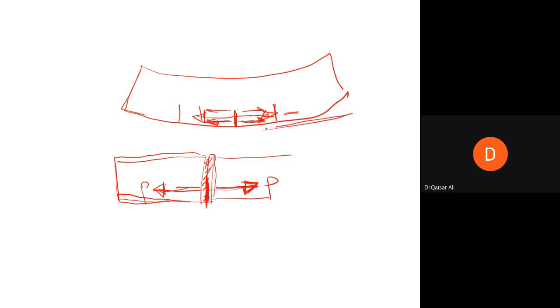This is the length of the member, and the cracks are perpendicular to this. Cracks are perpendicular because the tensile stresses are along the length, and the crack is perpendicular to the direction of tensile stresses. So these are flexure stresses because the tensile stresses have been produced by bending of the beam. And as I said earlier, the bending stresses are called flexure stresses. So these are flexure stresses, not shear stresses.